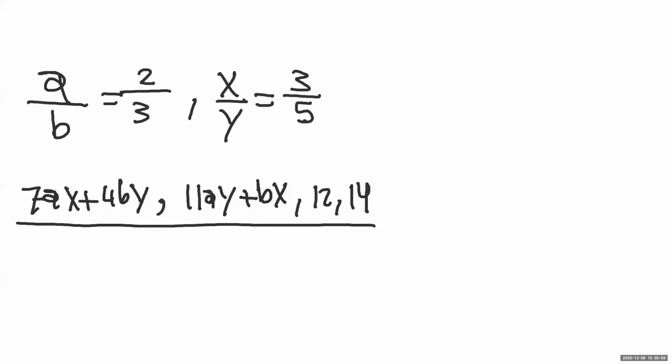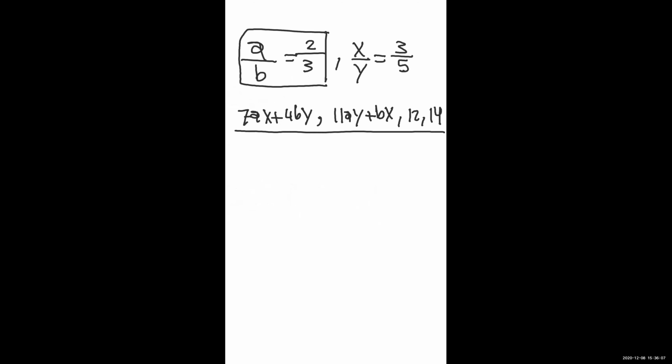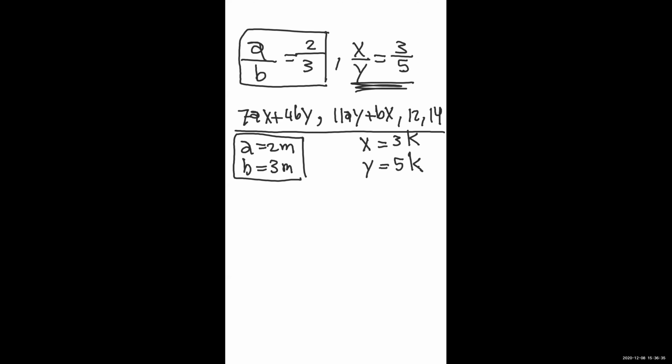Okay, first, the given ratio here is A over B equals 2/3. So I can get that A will equal 2m and B will equal 3m. From the second ratio, X over Y equals 3/5, so X will equal 3k and Y will equal 5k, and we have to use a different constant, of course, like K. Now substitute in these values.